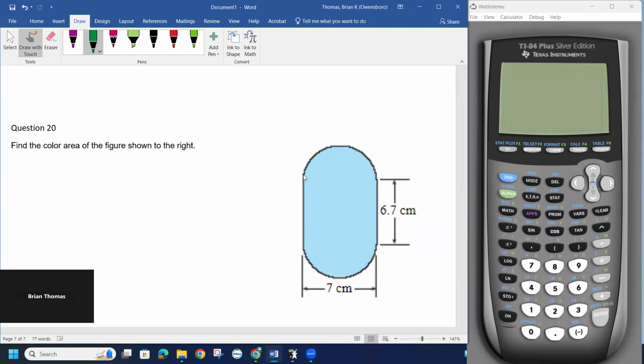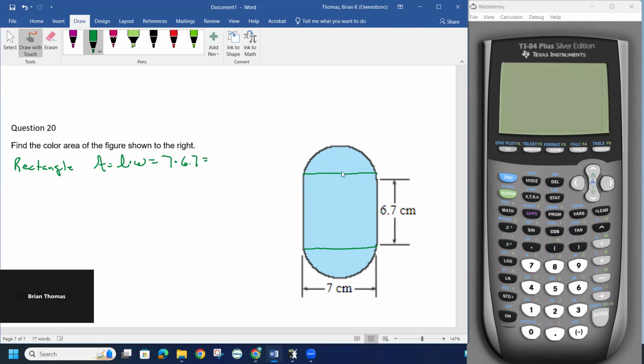So right here, we see that if I cut it across this way and cut it across this way, what you should see now is a rectangle that's 6.7 by 7. For the rectangle, we know the formula for area is length times width. So we call it 7 times 6.7. Usually the longer side is the length and the shorter side is the width, but it doesn't really matter which you call length and width.